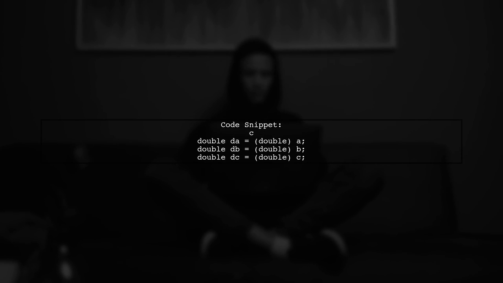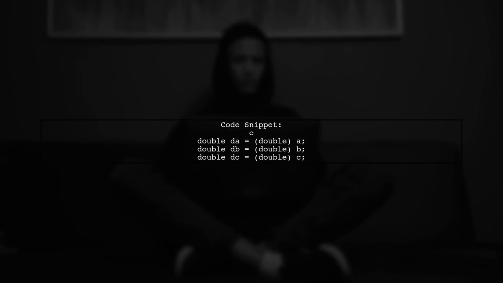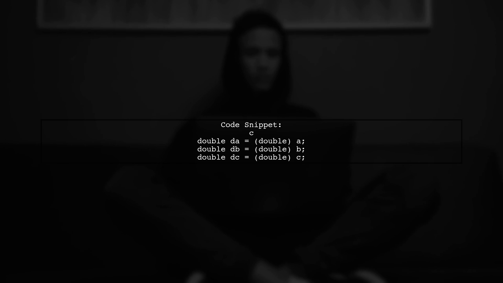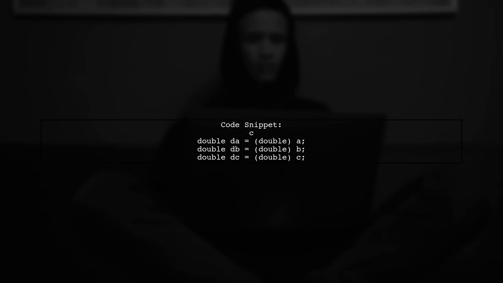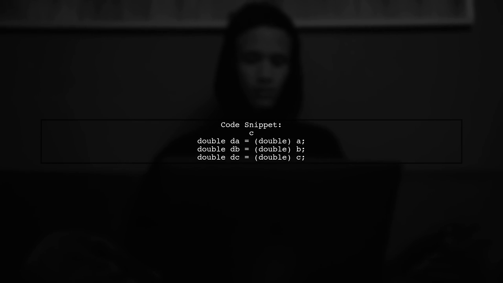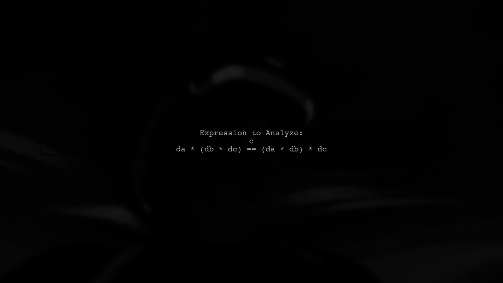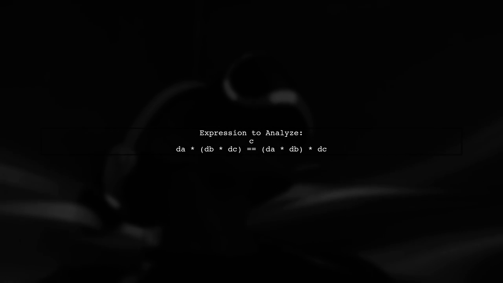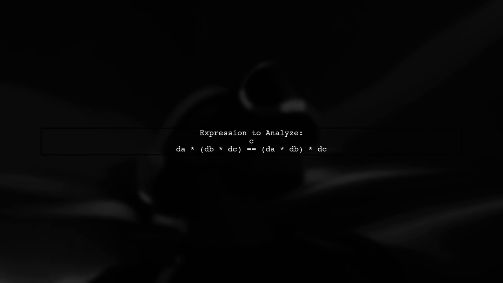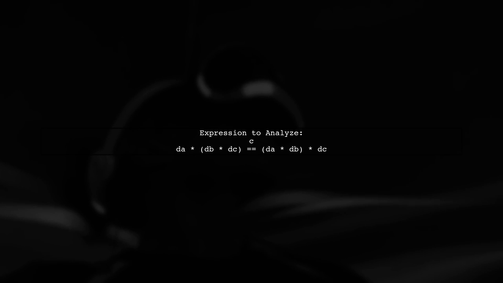Let's explore the associativity of floating point multiplication in a special case. We know that IEEE floating point multiplication is generally not associative. However, we are considering a specific scenario where A, B, and C are 32-bit signed integers. We convert these integers to double precision using the following code. The question is whether the expression dA multiplied by dB multiplied by dC is equal to dA multiplied by dB, then multiplied by dC. Let's analyze this.